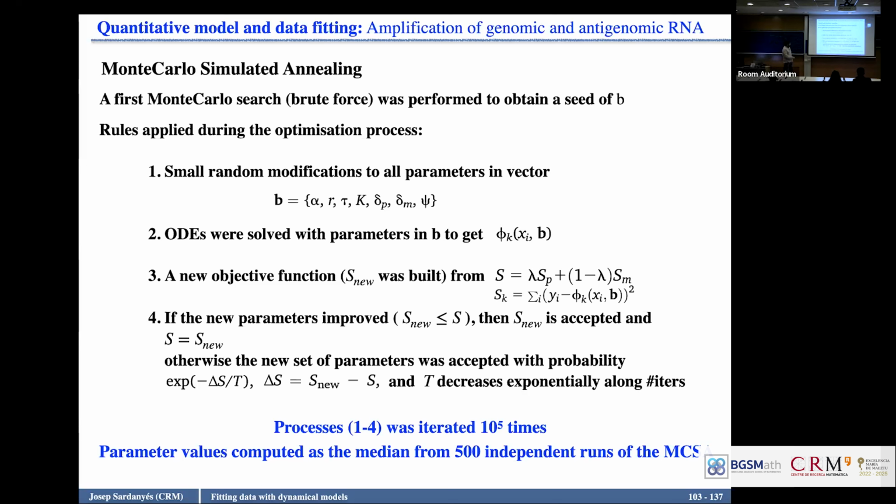So what we did is iterate this algorithm 10 to the power of 5 times, and we did it 500 times. One important thing I have to say is that this solution can be a solution of a system of differential equations, but it can also be a solution of a cellular automaton, or a PDE system, or a stochastic simulation. This is what we call the simulated data, but it can be any kind of model that we have been seeing in the sessions.